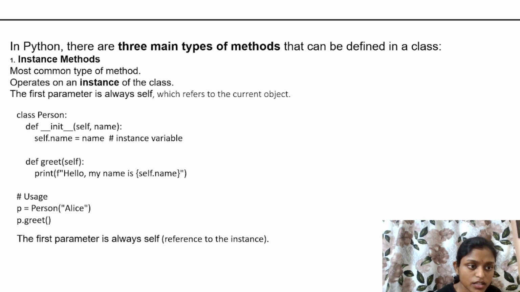Here I created a class of Person and def init, and next I accessed the self.name instance variable. Next, I also created one more method, greet(self), and I printed using an f-string: Hello, my name is self.name. And I created an object p for the class Person. I passed the name as a parameter, and I called the greet method. The first parameter is always self, a reference to the instance.